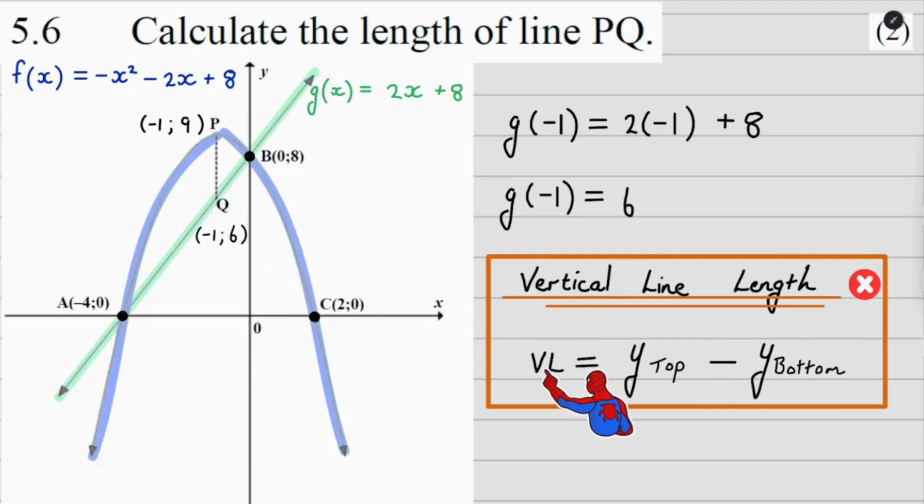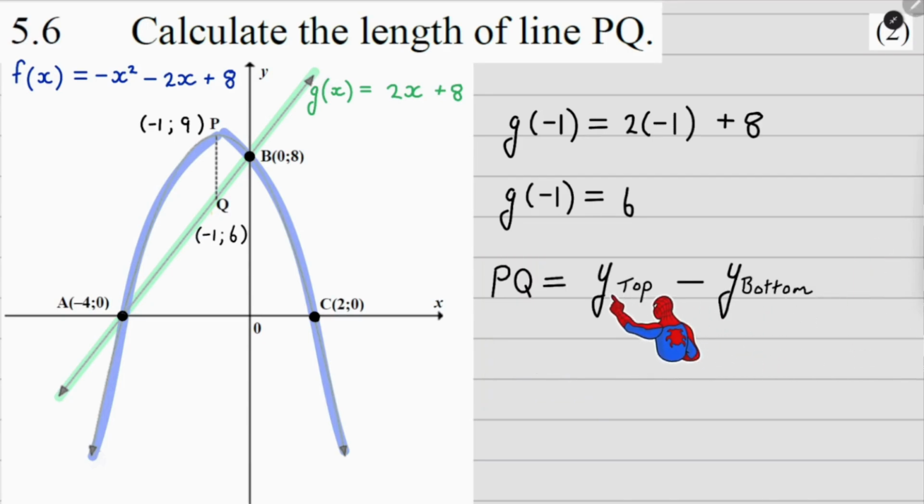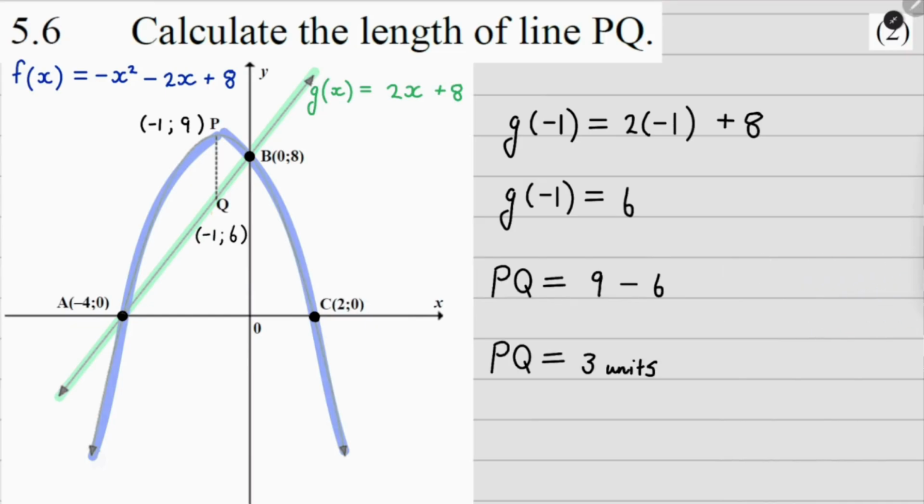So our vertical line is named PQ. So I'm going to change this to a PQ. And the y value on top is 9. So I'm going to change that to a 9. The y value at the bottom is 6. And 9 minus 6 will give me 3 units for the length of PQ. Okay, let's have a look where the 2 marks will come from. The first mark comes from g of -1, aka getting that y value, and the second mark comes from the correct final answer of 3 units, my bro.